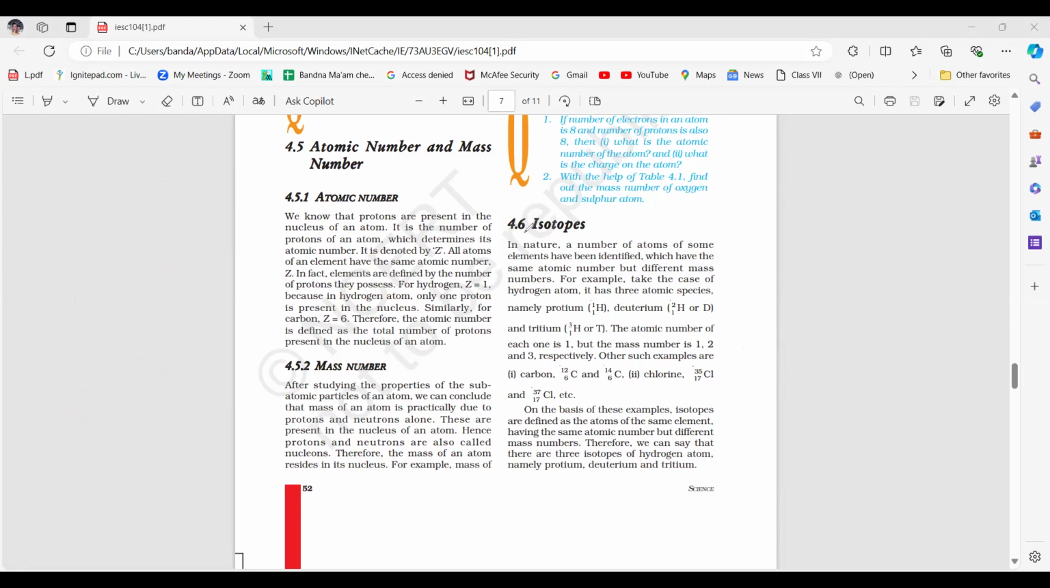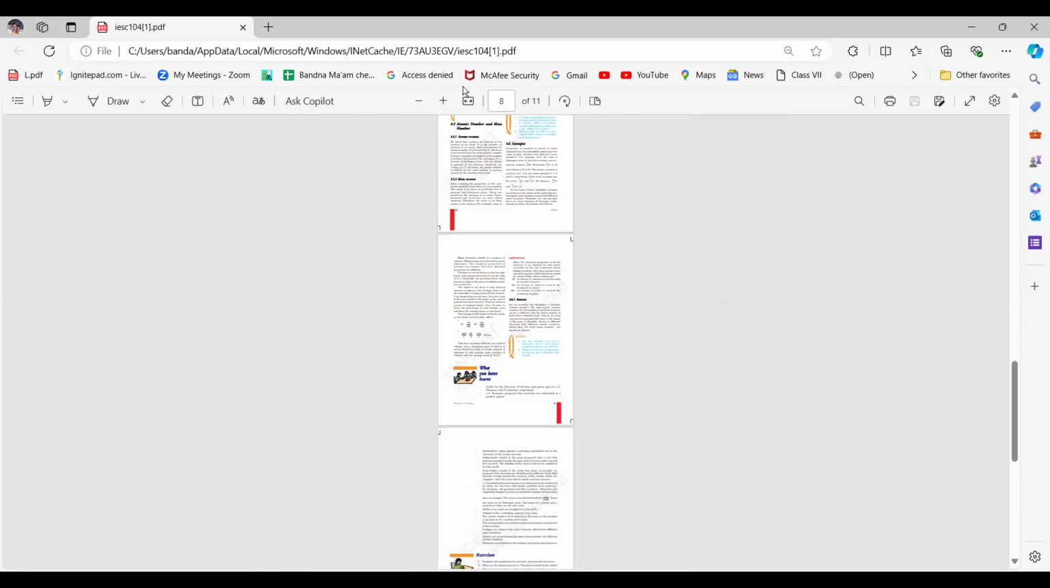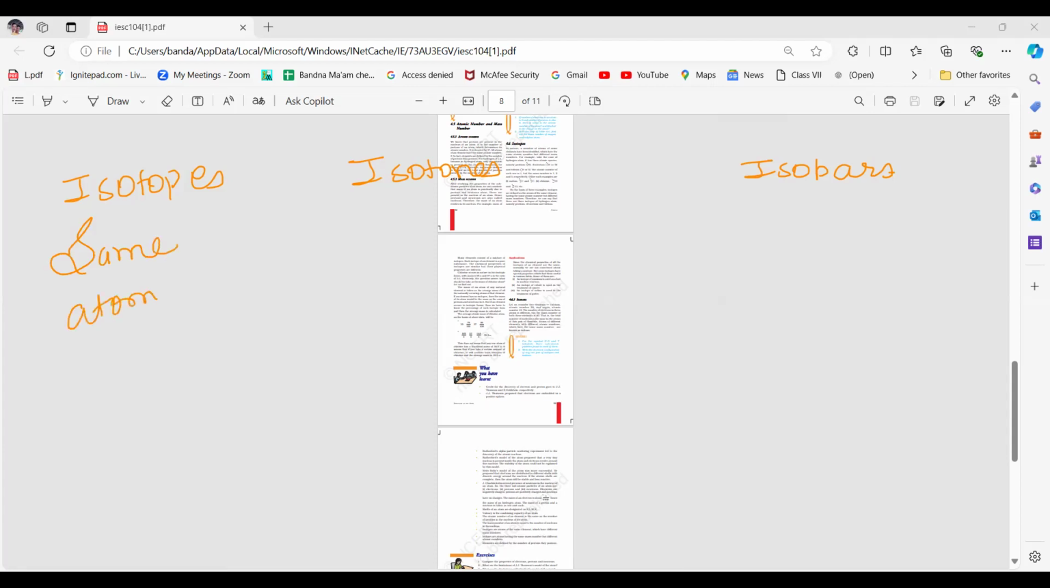Now, what do you mean by the word isotopes? There are three things: isotopes, isotones, and isobars. Isotopes have the same atomic number and different mass number. That's all I know about isotopes. Correct. Isotopes have the same atomic number, different mass number.